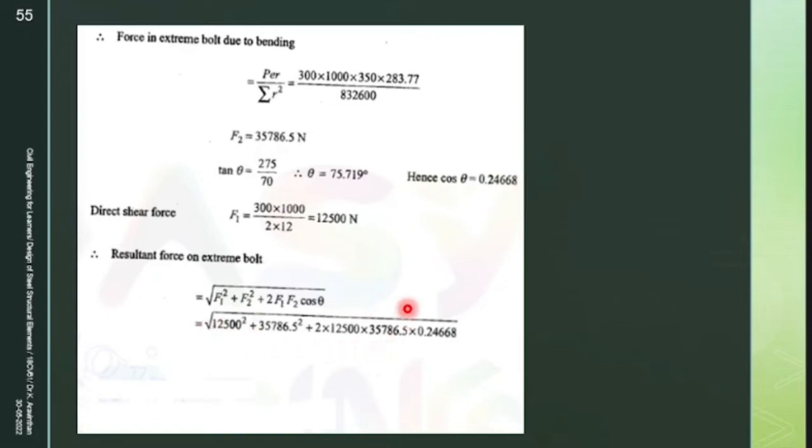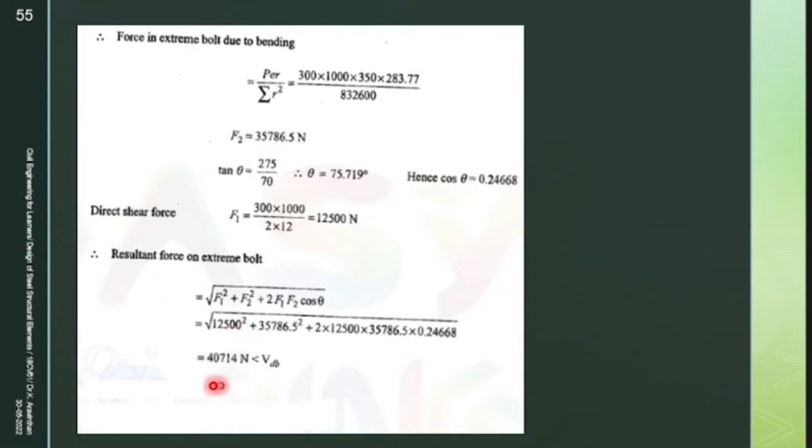You root this, you will be getting 40,714 Newton. Is this lesser than the strength of the connection? So what is the strength of the member? 45,000 around. So what is the force which is acting here? Which is 40,714. So design is okay. Now whatever bolt you have provided is sufficient, no need to revise.